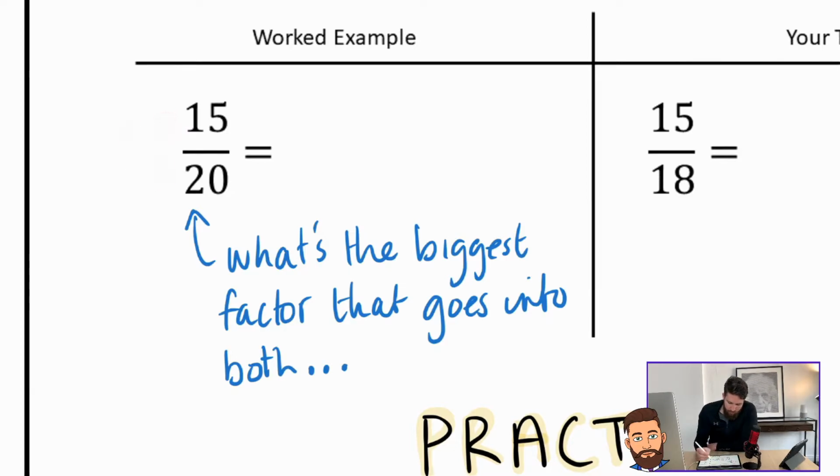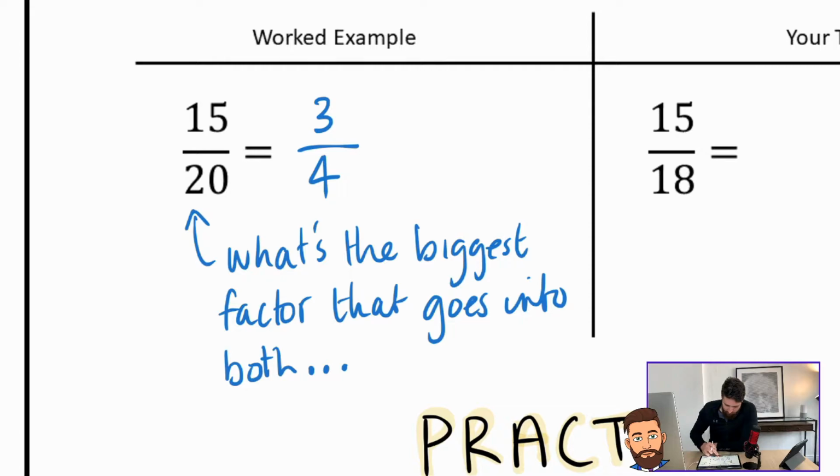So how we simplify this is we ask ourselves, how many 5s go into 15? And this is why you need to know your tables. 3. 3 5s go into 15. How many 5s go into 20? 4. So 15 over 20 is exactly the same as 3 over 4.